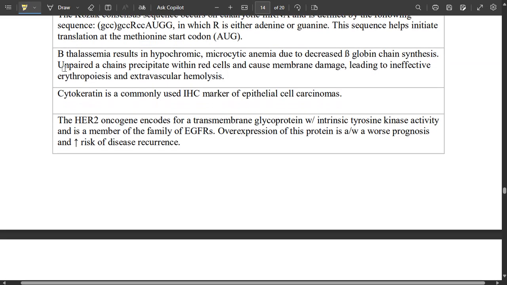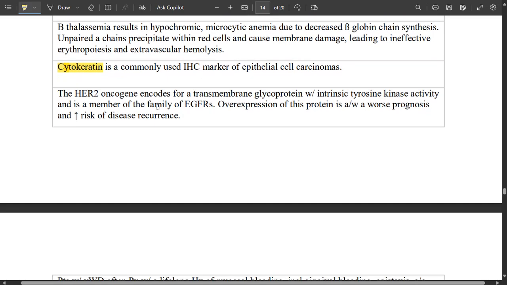Now, cytokeratin. Cytokeratin is a commonly used immunohistochemistry marker of epithelial cell carcinoma. So in epithelial cell carcinomas, cytokeratin is commonly used. There's keratin, which represents epithelium. So cytokeratin is commonly used as a marker of epithelial cell carcinomas.